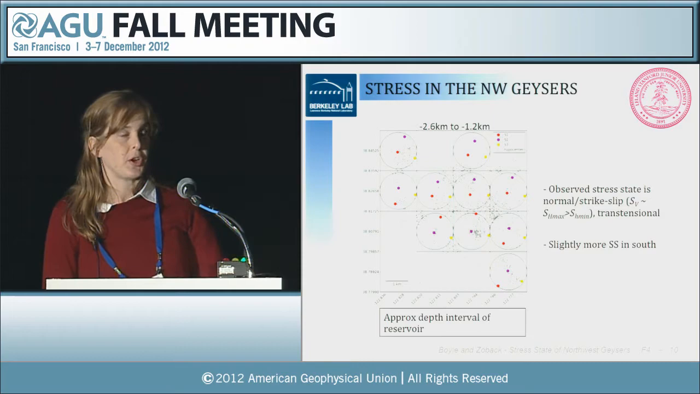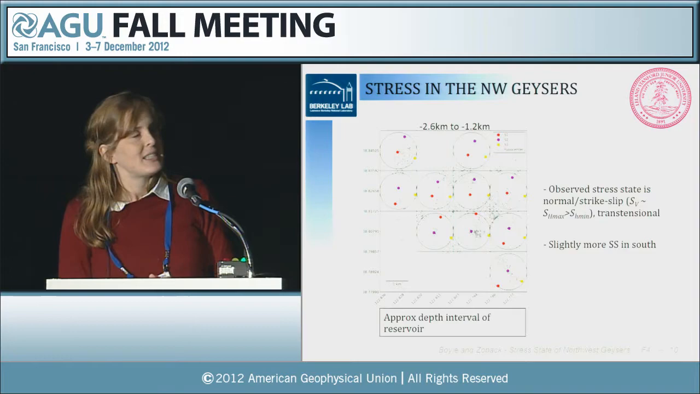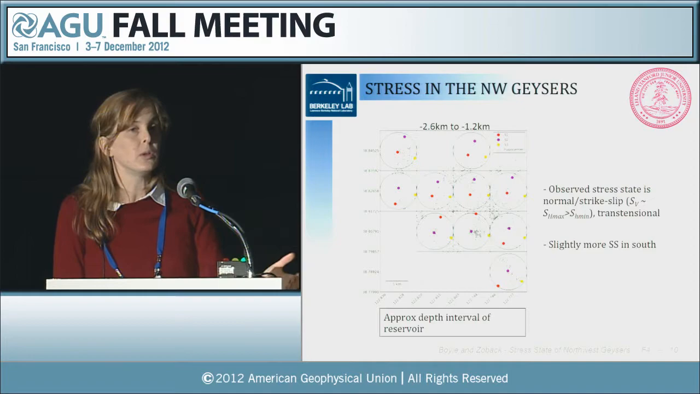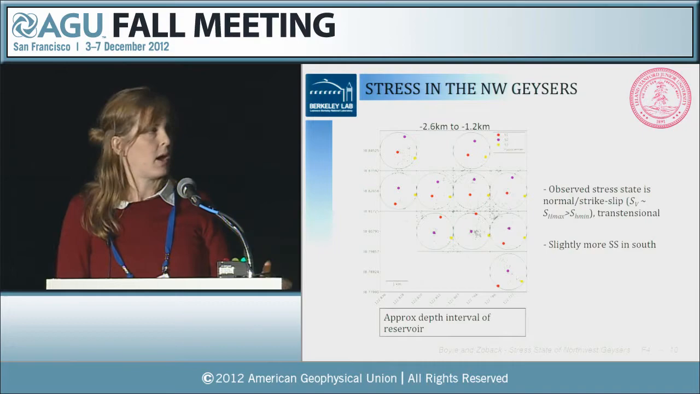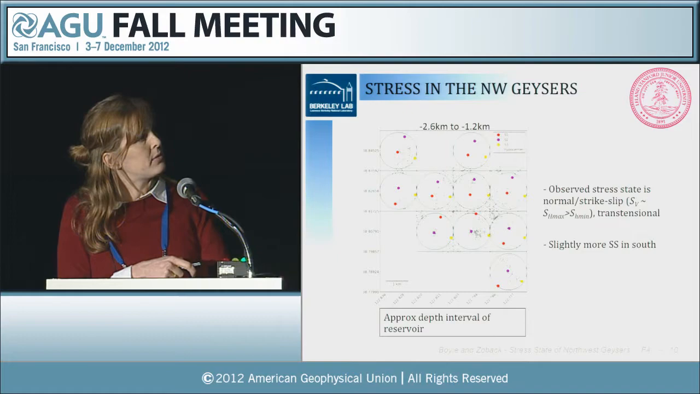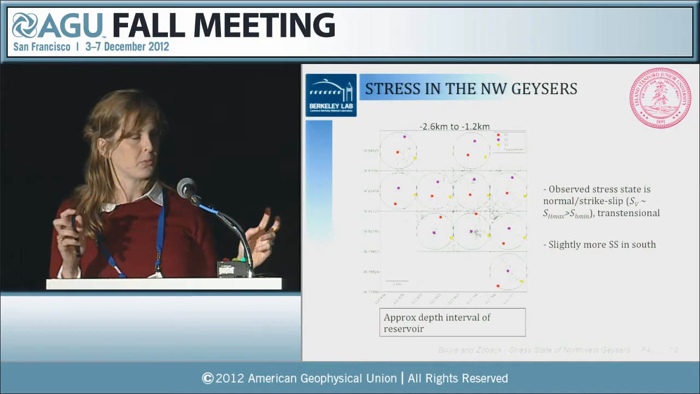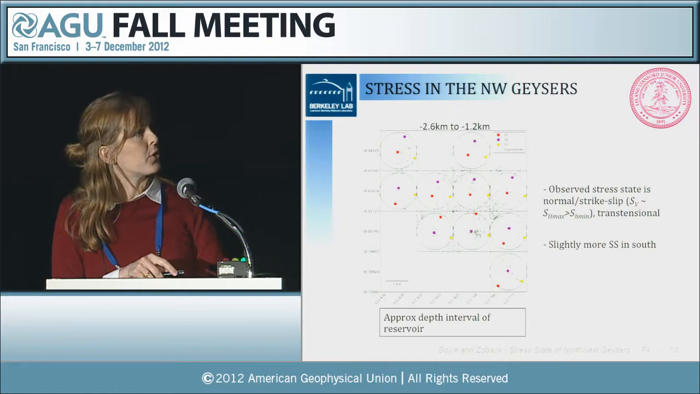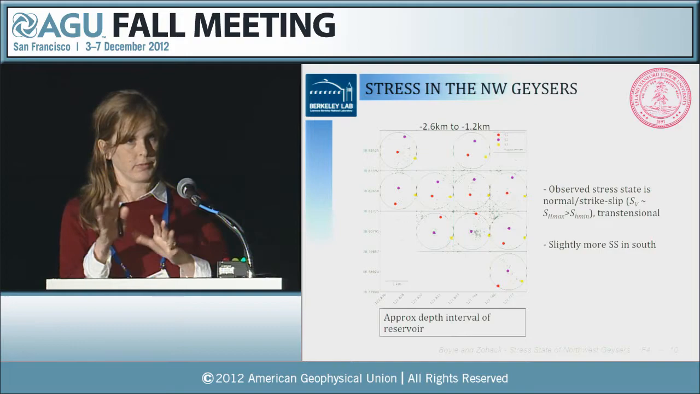The overwhelming result to be taken from this data set is that the stress state is a normal strike-slip stress state, one where SV and SH max are approximately equal in magnitude. So this is a transtensional, extensional tectonic environment. What we notice on this slide, which is from about negative 2.6 to negative 1.2 kilometers and roughly corresponds to the reservoir interval, is that there's slightly more strike-slip faulting where S1 is horizontal than there is in the north, where S1 has more of a tendency to be vertical, although we do have some mixed here where S1 is horizontal and vertical.